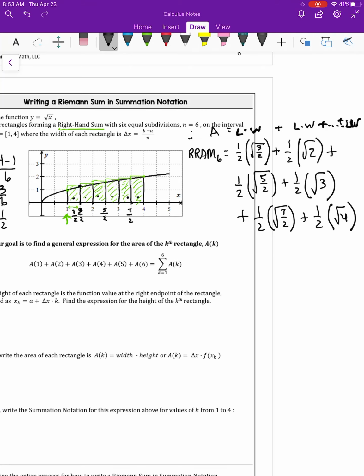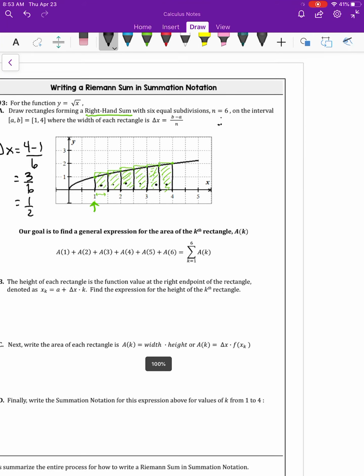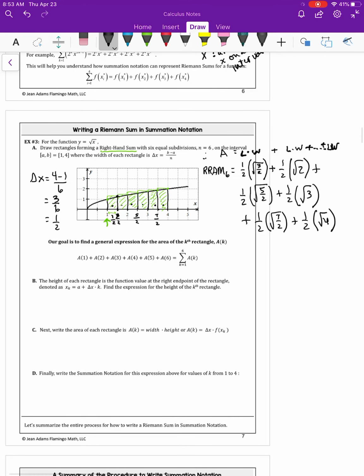Okay? So look, I got 1, 2, 3, 4, 5, 6 rectangles. Basically, the first one, length times width, and then plus the second one, length times width, plus dot, dot, dot, all the way down to the last one, length times width. Okay? That's how we got our area. This is our approximation for area under the curve. And that's what they're saying here.